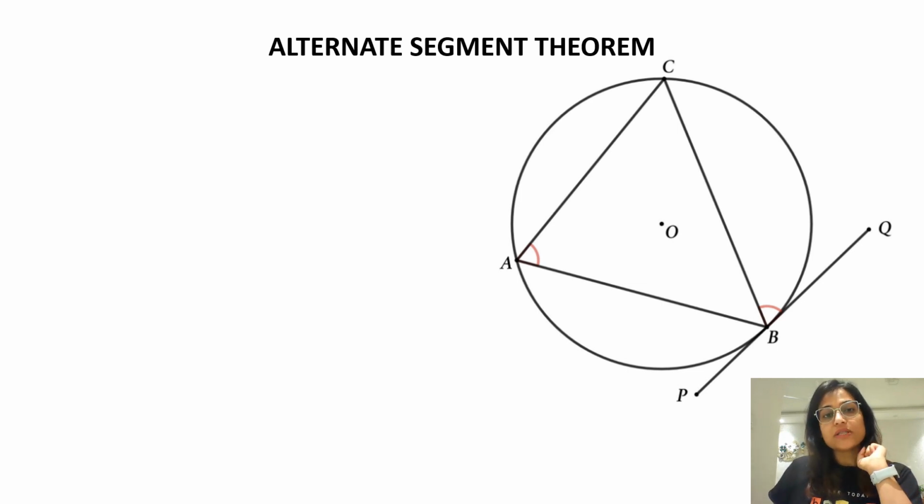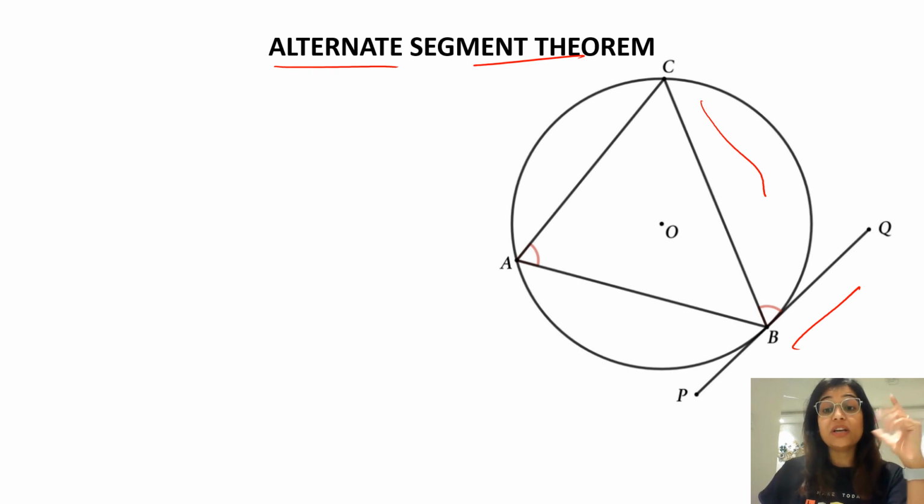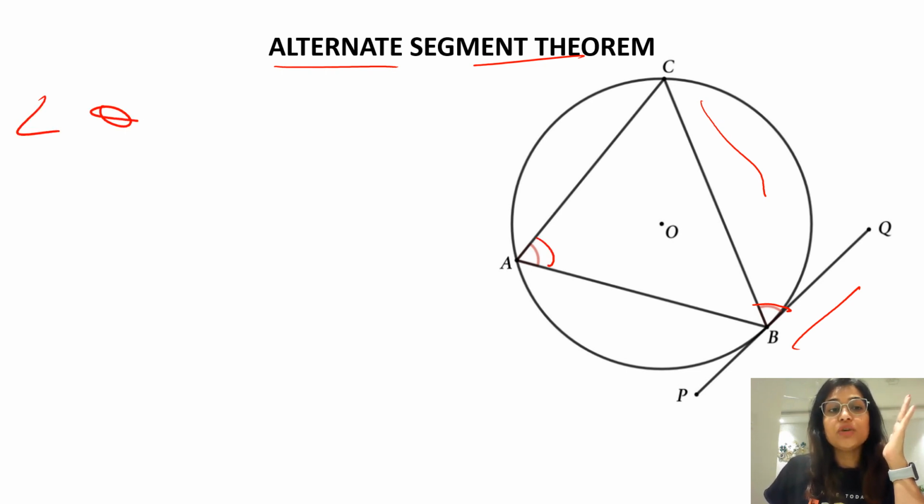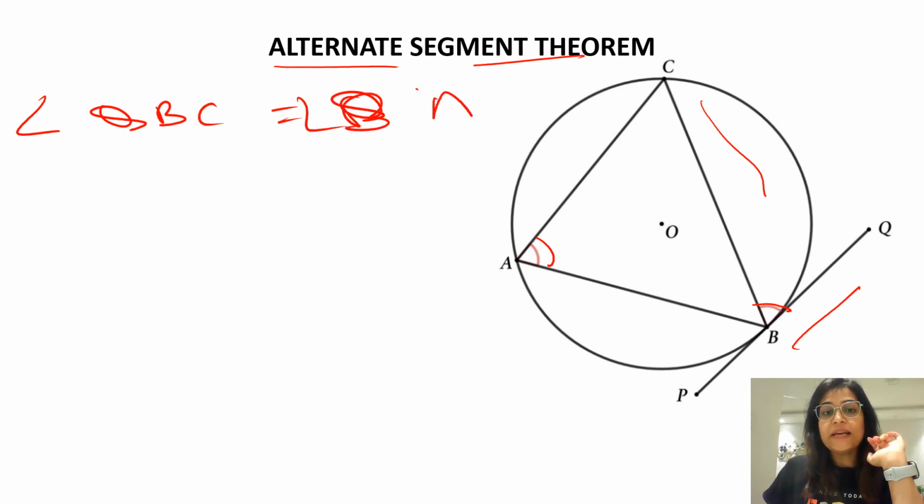So the statement of this theorem is: the angle formed between the chord and the tangent. Here BC is the chord and PQ is the tangent, so the angle formed between the chord and the tangent at the point of contact of the tangent is equal to the angle formed by the same chord in the alternate segment. So as per the statement, we have to prove angle QBC is equal to angle BAC. So without further ado, let's prove this.